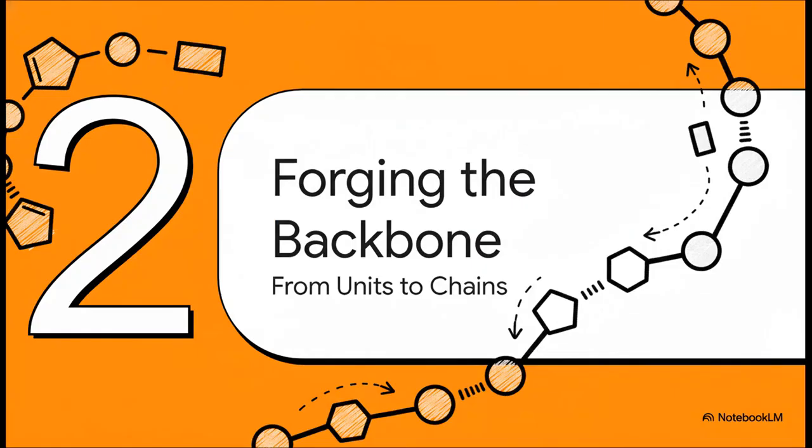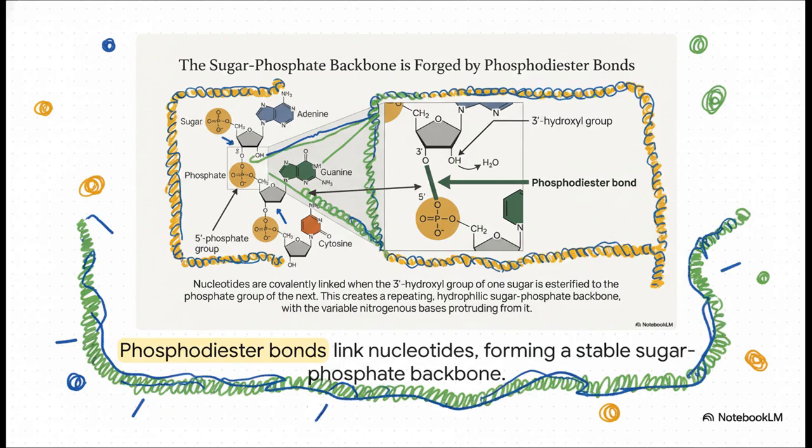Okay, so we have our building blocks. Now let's see how they link up, arm in arm, to form the strong, repeating backbone of a nucleic acid strand. This right here is the chemical magic that builds the chain. It's called a phosphodiester bond. Basically, the phosphate group of a new nucleotide forms a super strong covalent link to the 3' spot on the sugar of the nucleotide already in the chain. This just happens over and over again, creating this incredibly strong and stable sugar-phosphate backbone.